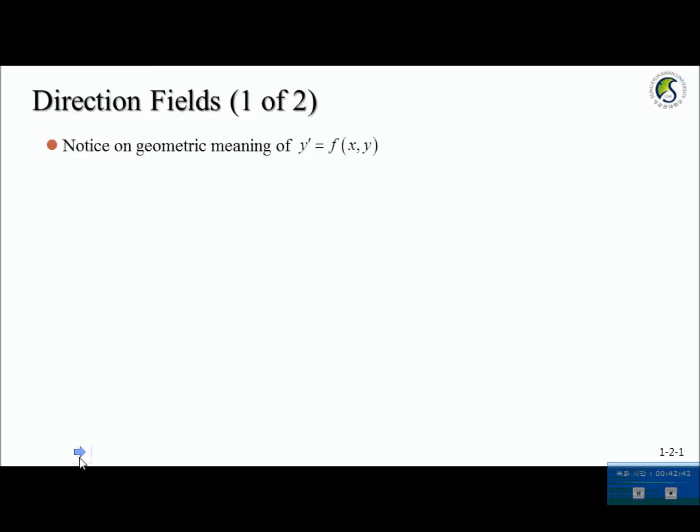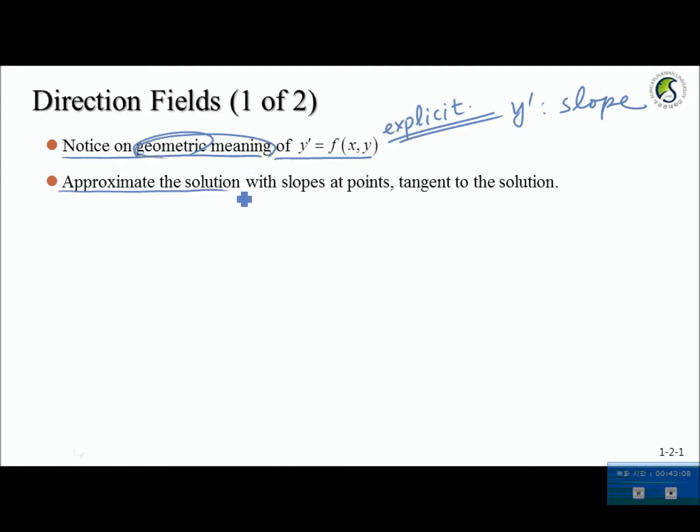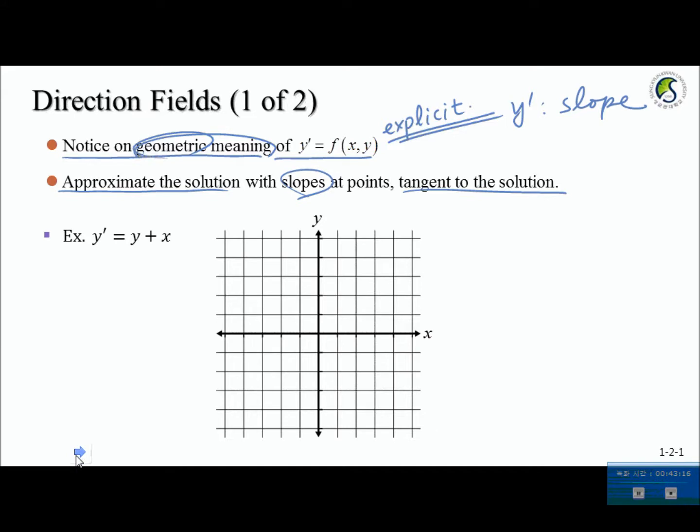Okay, so direction field. It's a method that is done by noticing the geometric meaning of y prime equals something. So it's an explicit form. When it's explicit form, we notice the geometric meaning: y prime is simply the slope on the plot, on the graph. So this method utilizes the slope, the geometric meaning, and approximates the solution with slope. It's a tangent line to the solution.